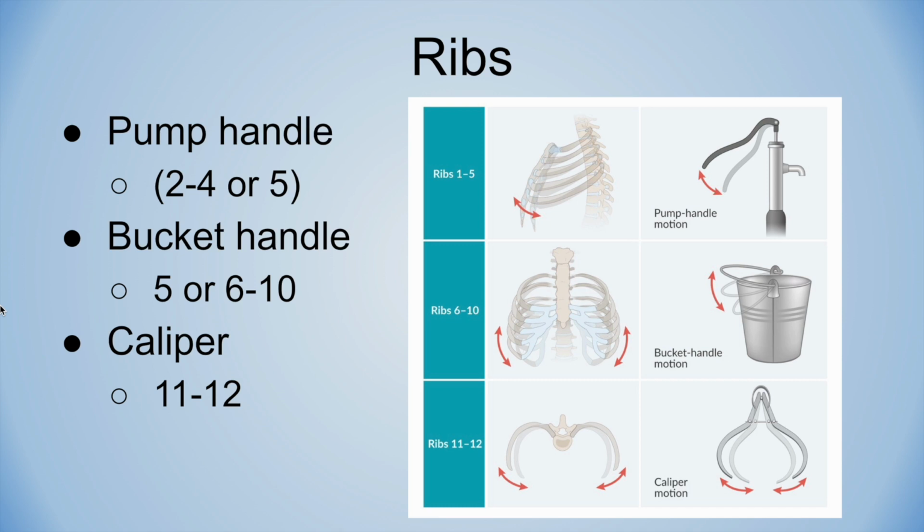And then the bottom two ribs, 11 and 12, will move in a caliper sort of motion where they'll come posterior and lateral, and in that posterior lateral motion bilaterally, they will also increase that medial to lateral diameter on the chest, and down into the abdomen.